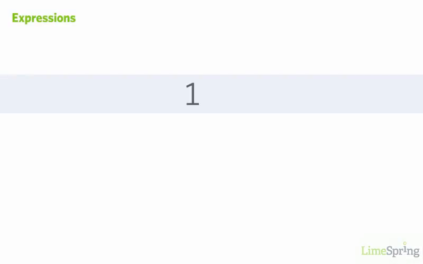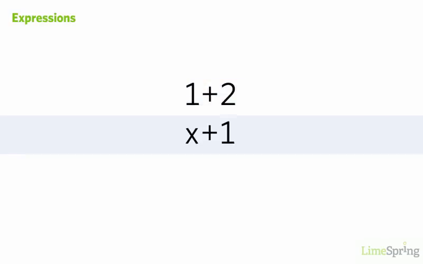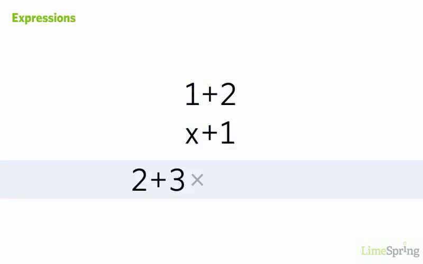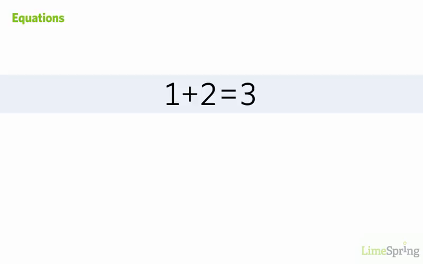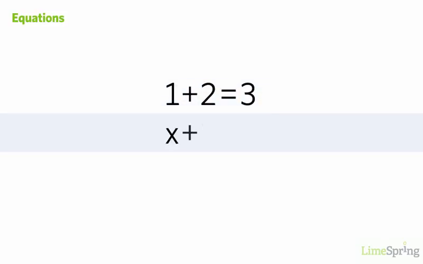For example, 1 plus 2 is an expression. X plus 1 is an expression. 2 plus 3 times the quantity 8 minus 6 is a longer expression. Now, if we were to add an equals sign to an expression, we would have what is called an equation. 1 plus 2 equals 3 is an equation, as is x plus 1 equals 4.